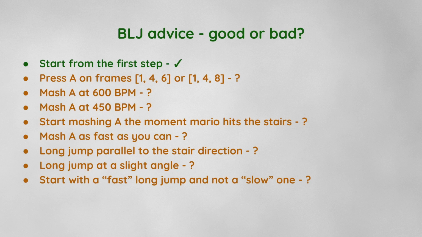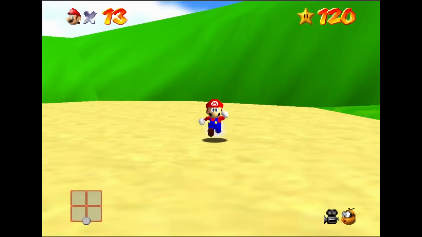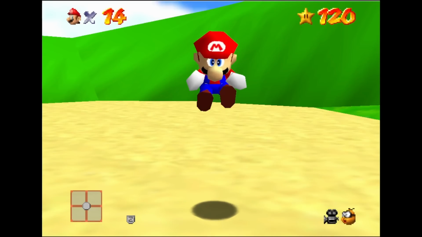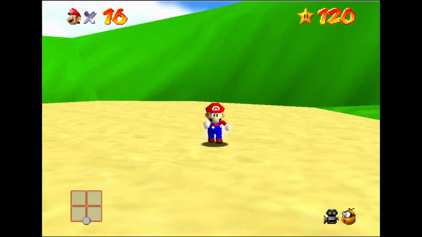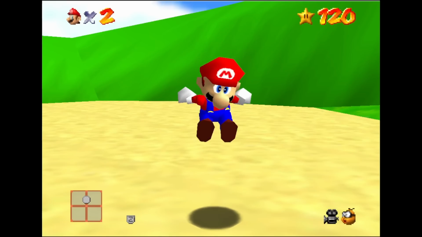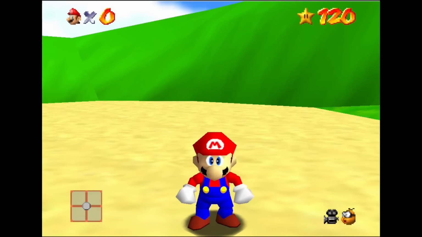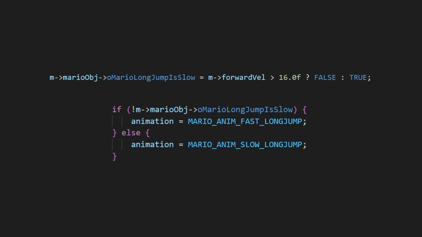Before we move on, there's one misconception I want to clear up about long jumps. A big deal is sometimes made about the fact that there are 2 different animations for long jumps. A slow one if he starts with a speed less than 16, and a fast one if he starts with a speed more than 16. Notice his arms flailing around. But these are just animations and don't affect the physics at all.